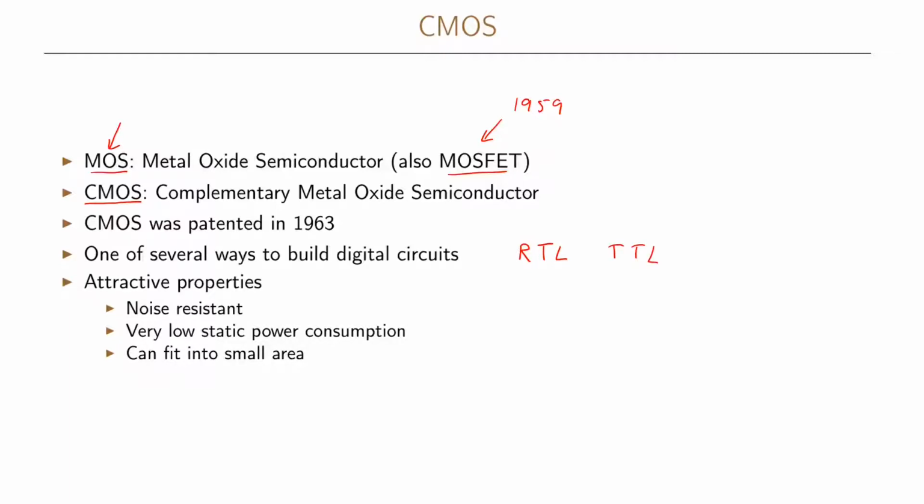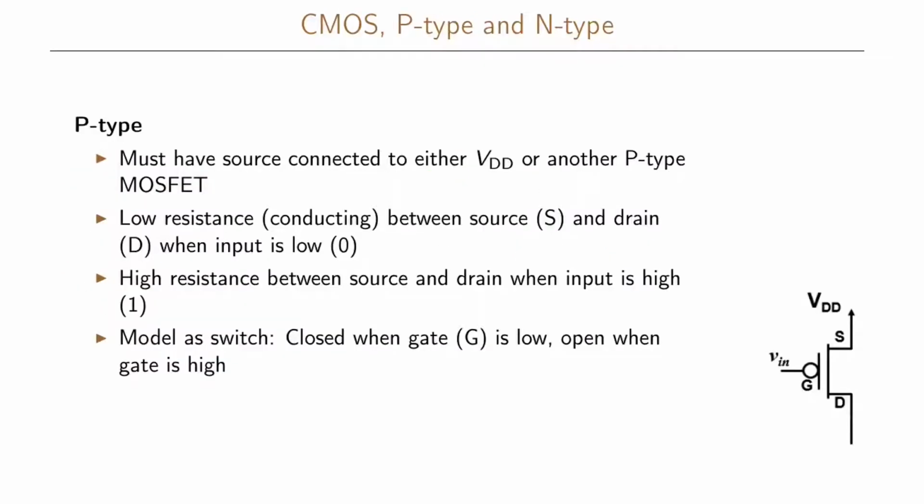The CMOS technology has a few attractive properties that makes them very good for building digital circuits. First of all, they are very noise resistant. They are also very power efficient, so they have a very low static power consumption. And a third property that is very attractive is that they can fit into a very small area. There are two types of MOSFET transistors, and these two types are what are used in order to build our complementary design, that is CMOS.